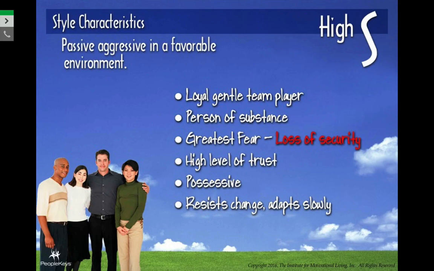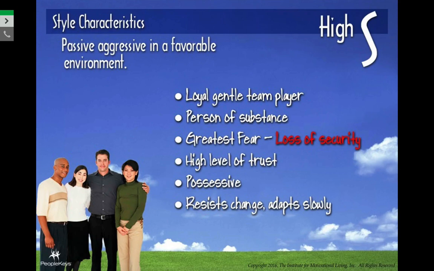The high S is passive aggressive in a favorable environment. They're loyal. They're a gentle team player. They're a person of substance. Their greatest fear is loss of security. So when you're working with a high S, you want to communicate constantly, and you want to make them feel like everything is okay. They don't like change.